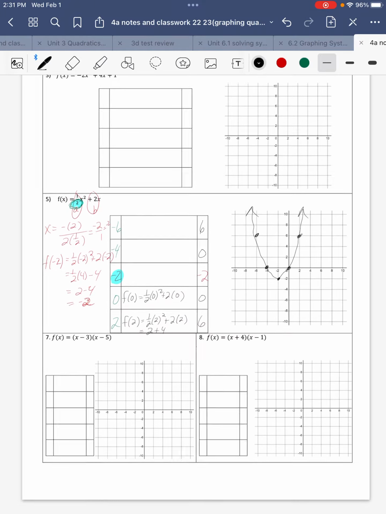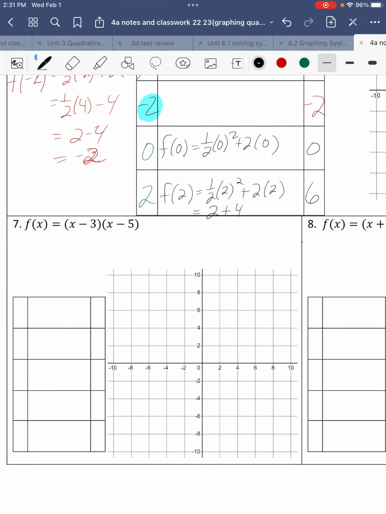All right, next problem. I'm going to multiply these together. X times x is x squared. X times -5 is -5x. -3 times x is -3x. And -3 times -5 is +15. Get your like terms together. The middle two are like terms. And now we have our standard form.